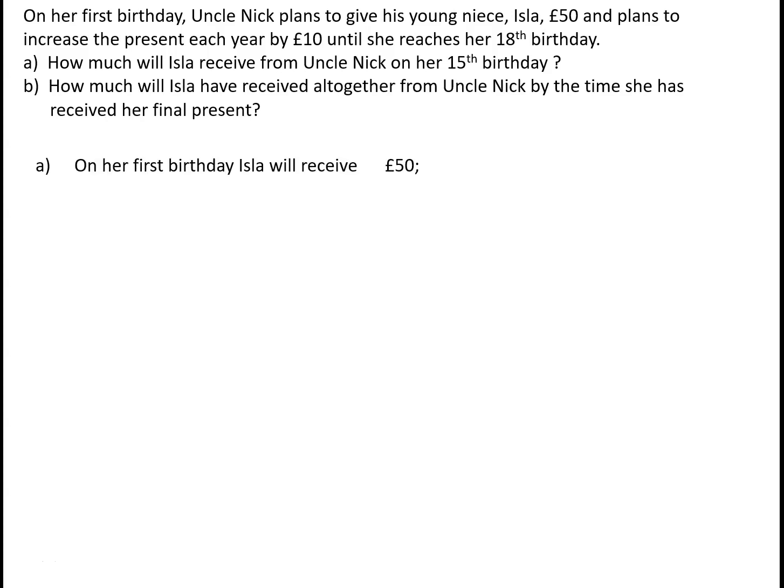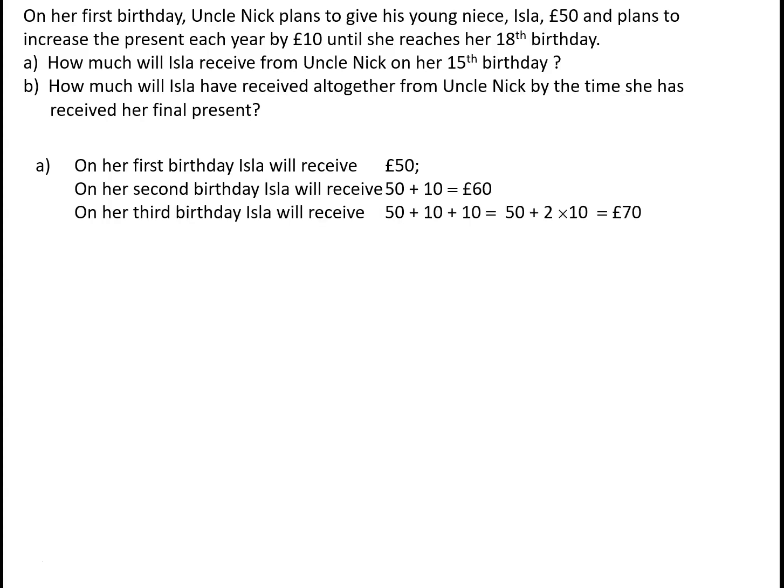Well, on her first birthday she receives £50. On her second birthday she'll receive £50 plus 10, in other words £60. On her third birthday she'll receive 50 plus 10 plus 10, in other words £70. And on her 15th birthday Isla will receive the £50 plus 14 increases, each of £10. So that gives me £190 for the 15th birthday present.